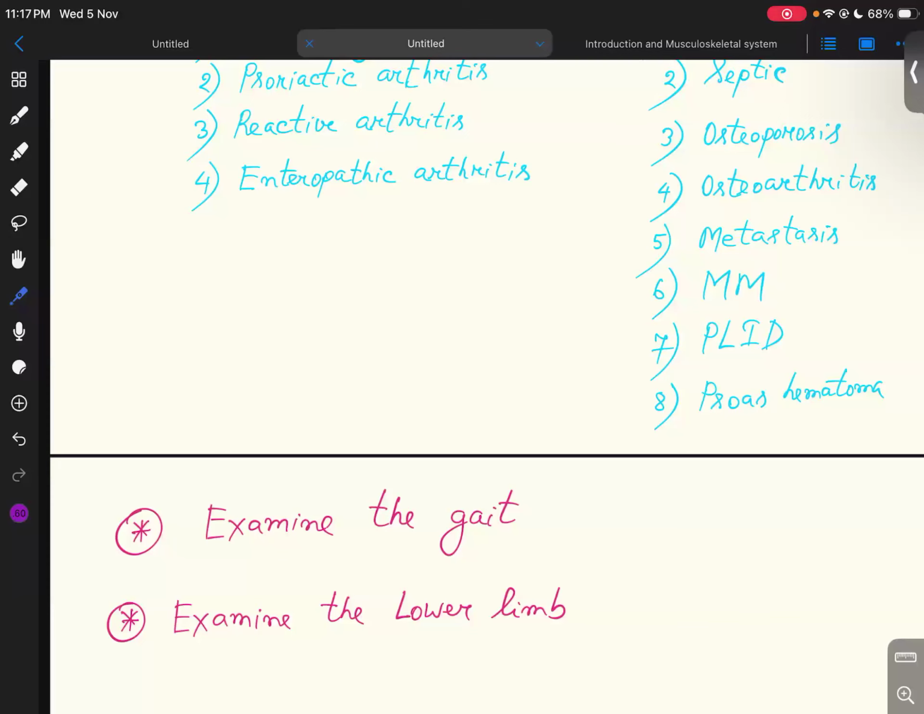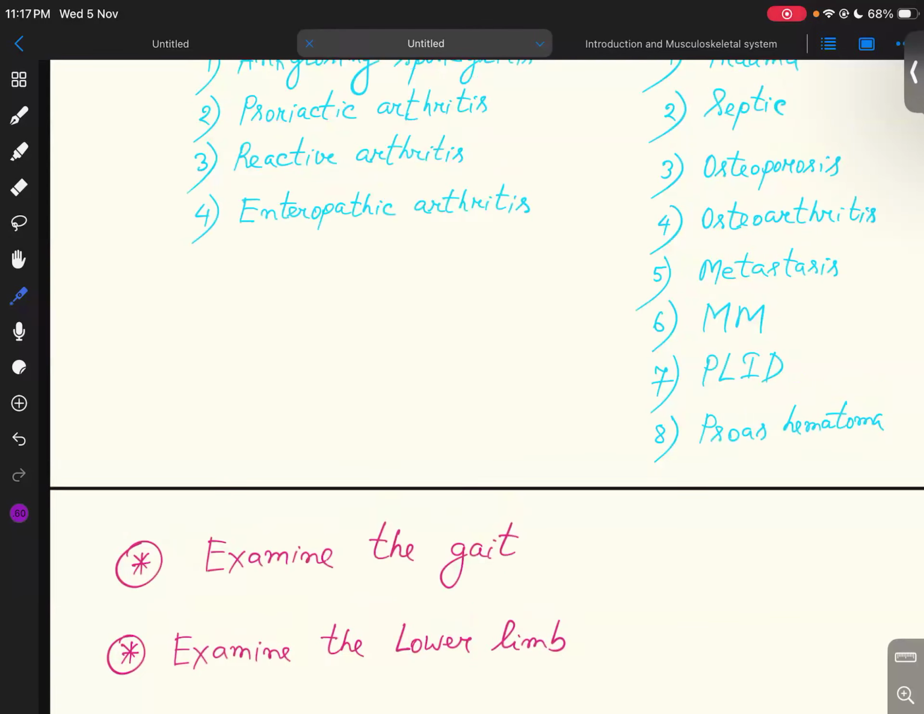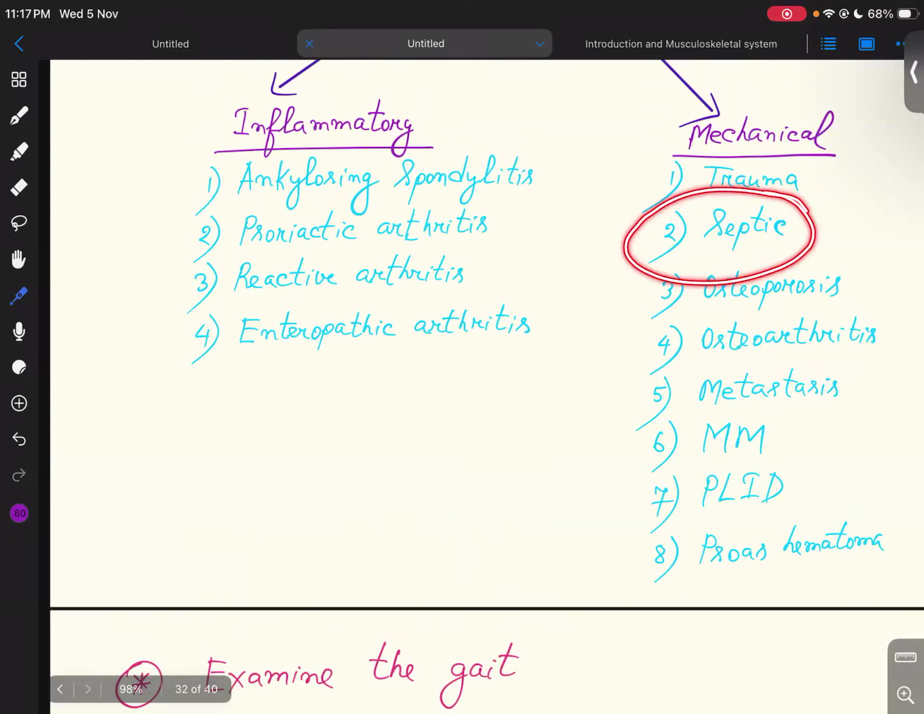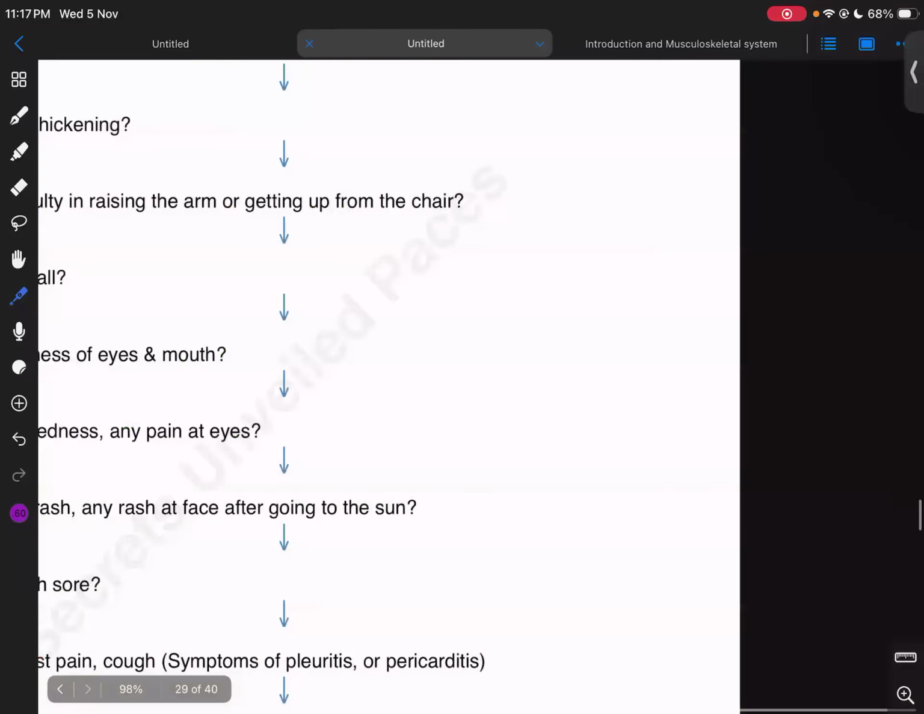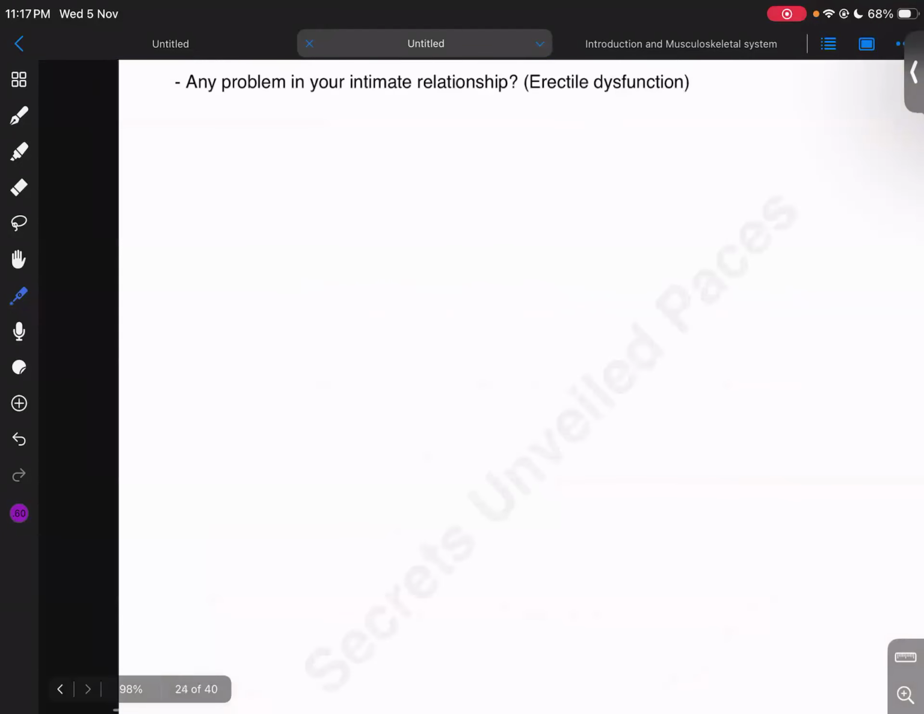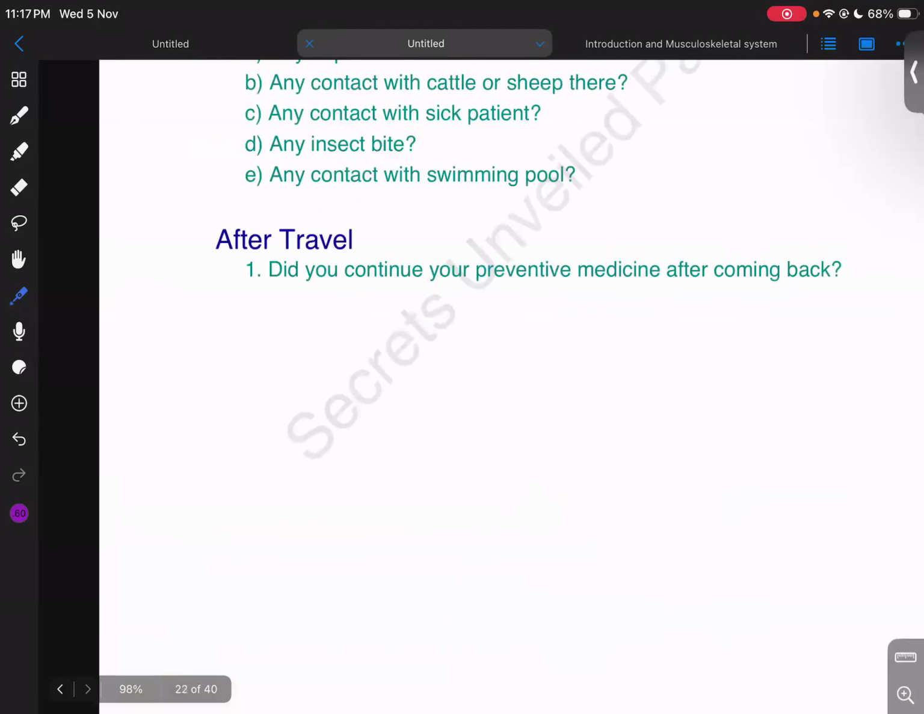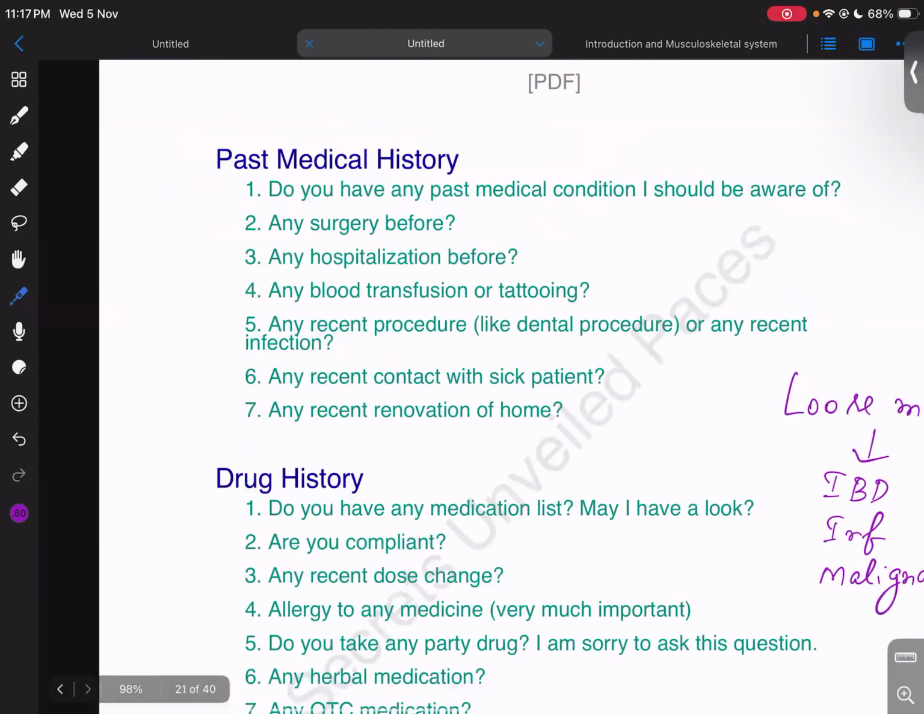What was the hint for infective discitis? Whenever septic discitis comes in the PCS exam, in the history there will be a history of an infection entering the body. If you can remember, I have shown you the sets of questions in the past medical history in the PDF. So these are the sets of questions.